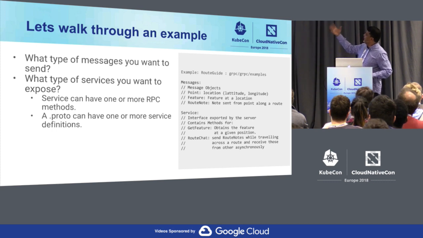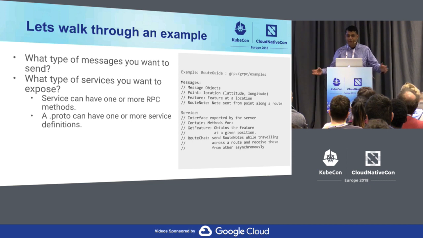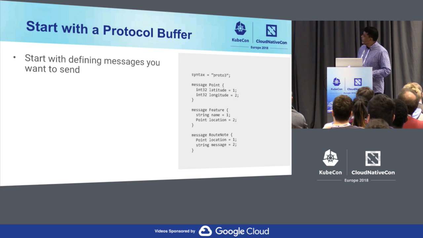So here I'm talking about a route guide. I'm thinking of messages. I say, oh, I need a point: location, latitude, longitude. I need a feature. Well, feature is probably the name of a place at a point. And route note is a note that I'm sending from a point along a route. And then I think about the service. Well, I'm going to do a very simple service. I just need two things. Given a point, I need to know if there is a feature at this point and what the feature is, and then send some chat message to, say, Sree walking along his own route, explaining what point I'm at and what feature I'm seeing, etc. So a very basic service.